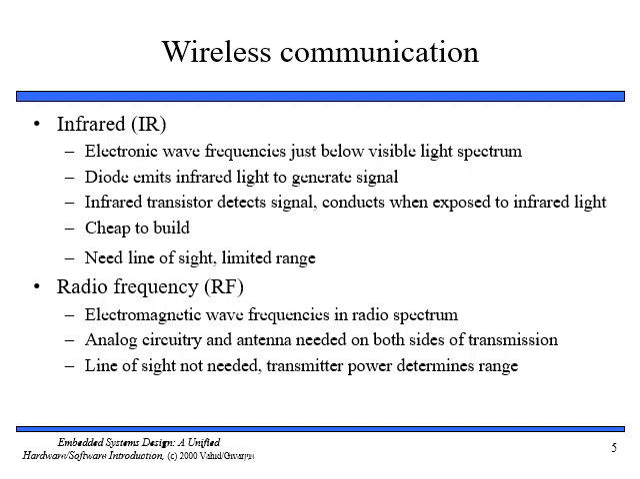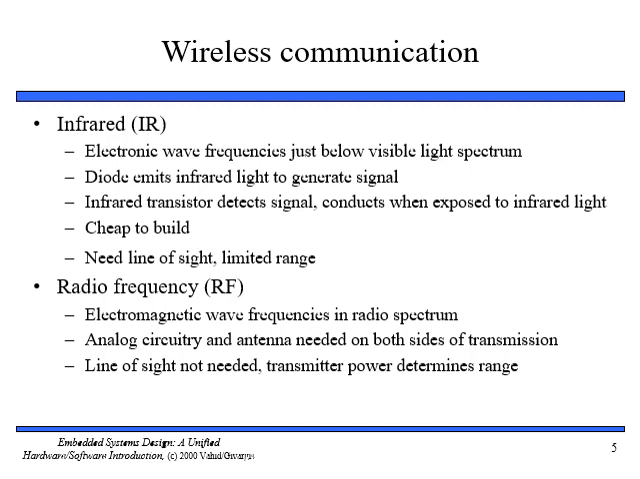Radio frequency basically falls in the electromagnetic wave spectrum. Analog circuitry and an antenna are needed on both sides of transmission, that is on receiving as well as on transmitting. Line of sight is not needed, and transmitted power determines range.